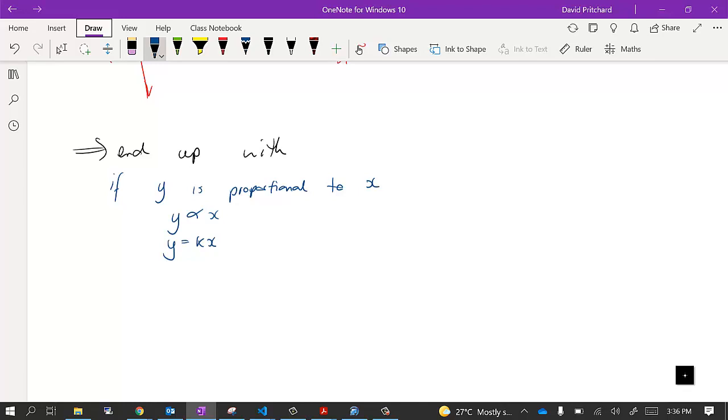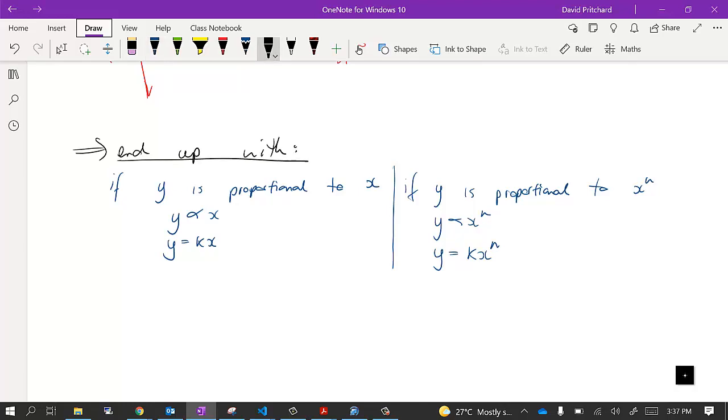Now, at the same time, for any other power relationship, we can say that if y is proportional to x to the power of n, then we can write that as y is proportional to x to the power of n, and then we can say that y is equal to some constant of proportionality multiplied by x to the power of n. Okay, so that's what we're looking at, and we'll go through a couple of examples now.